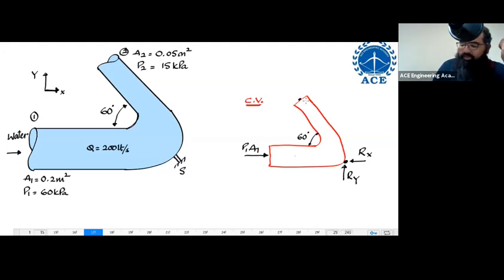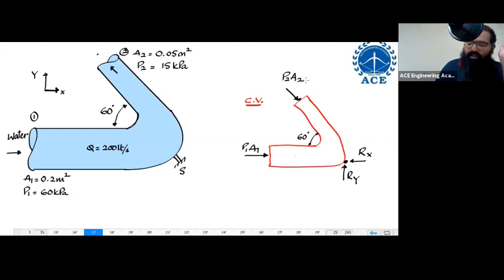Similarly, at this particular point, again, there is some fluid present over here. Even though the flow is taking place in this direction, the fluid present over here can only apply compressive pressure force. Therefore, this is supposed to be P2A2. This is many times difficult for many students.